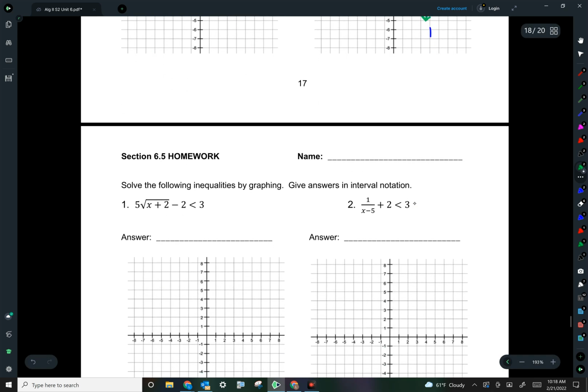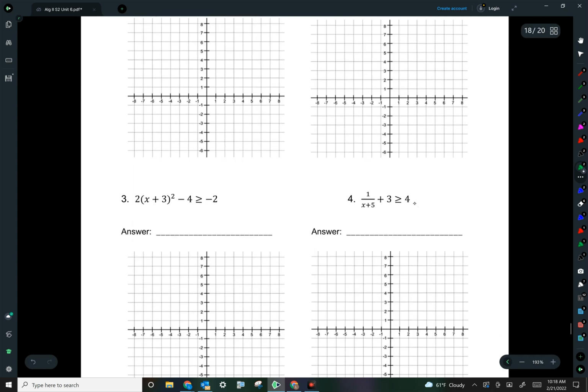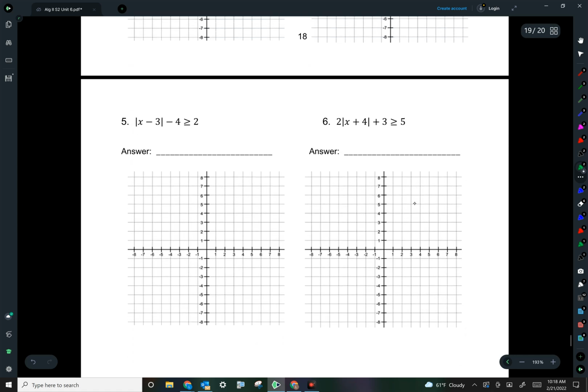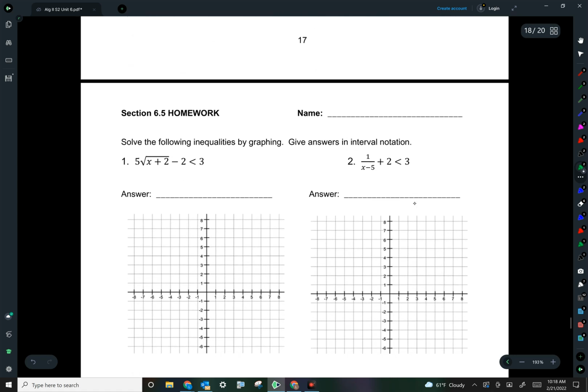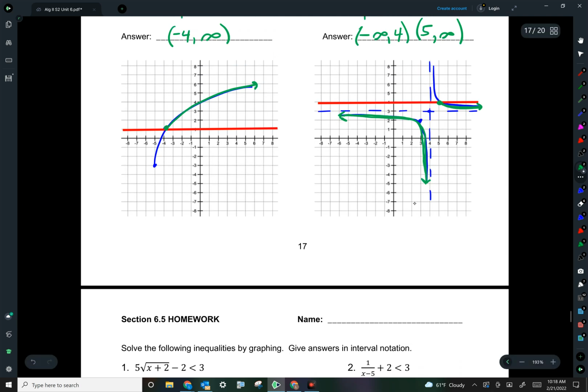All right, so the homework for 6.5 is the next 2 pages, and basically it's doing exactly what we did. Graph the left side, graph the right side, and then decide if you want the part that's above or below.